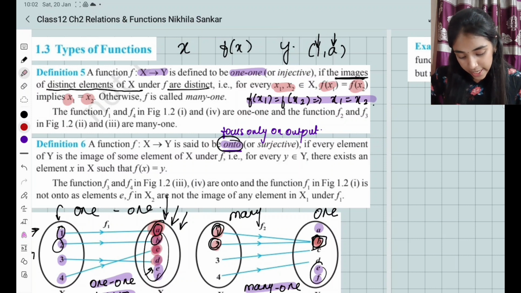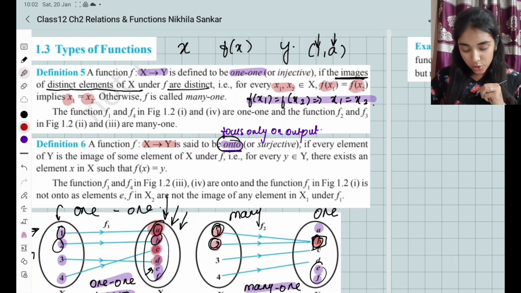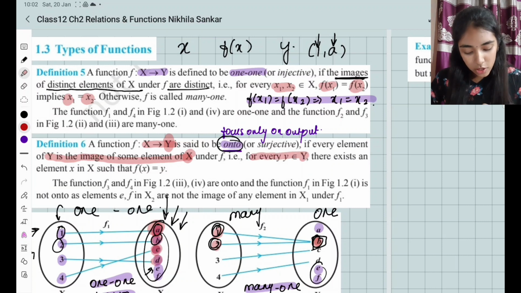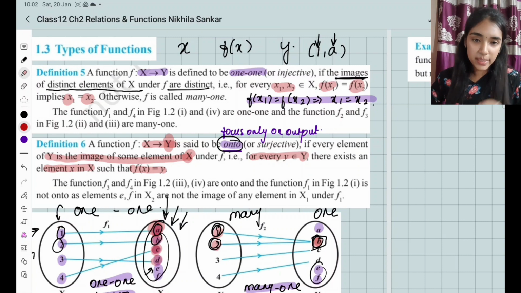X to y is said to be onto if every element of y is the image of some element of x. Xலயே எல்லா எலிமெண்ட்டும் இருக்கணும்னு அவசியம் கிடையாது. But every element of y. Y ன்னு அர்த்தம் output. Correctா? We are talking about the output. Every element of y is the image of some element x. Okay, அது என்னன்னு it doesn't matter. So for every y belongs to Y, there exists x in X such that f of x equals y. புரிஞ்சுதா? இப்படி தான் நம்ம ப்ரூவ் பண்ண போறோம்.